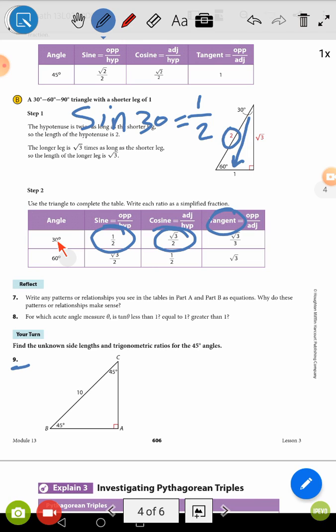So we can solve number 9. Here you told me that is 10. We have 45, 45, 90. So that is 10 equals x root 2. From here we can find the value of AB. How? It's x and that is x. Find x first.